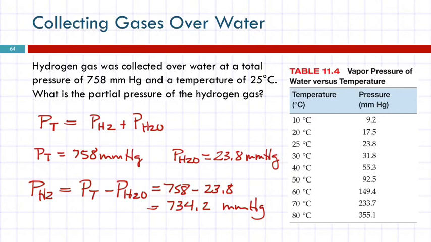This was subtracting. We have to look at decimal places. The 758 has uncertainty in the ones place. The 23.8 has uncertainty in the tenths place. So I need to round this to the ones place. So we're going to call this 734 millimeters of mercury. Any questions?